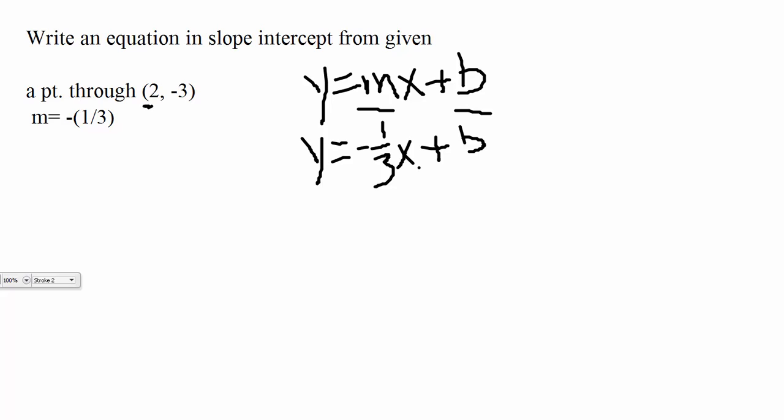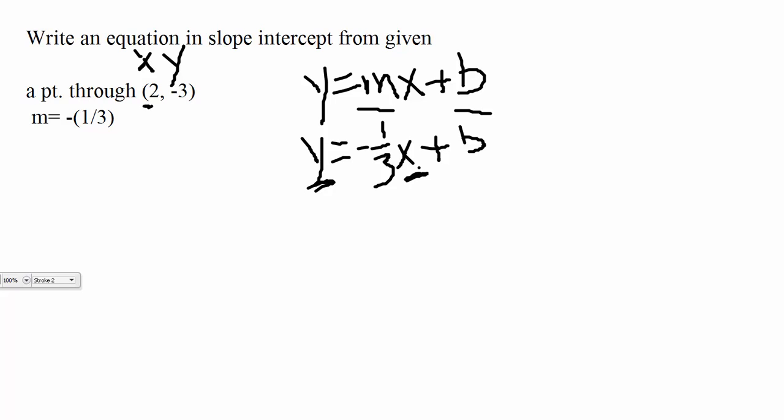The only other thing we're given is that our line goes through the point (2, -3). But think about what that point represents. This point represents a coordinate on our graph. So it represents a point that is on our line. And a coordinate is made up of an x and a y value. Do notice we do have an x and a y value in our equation.